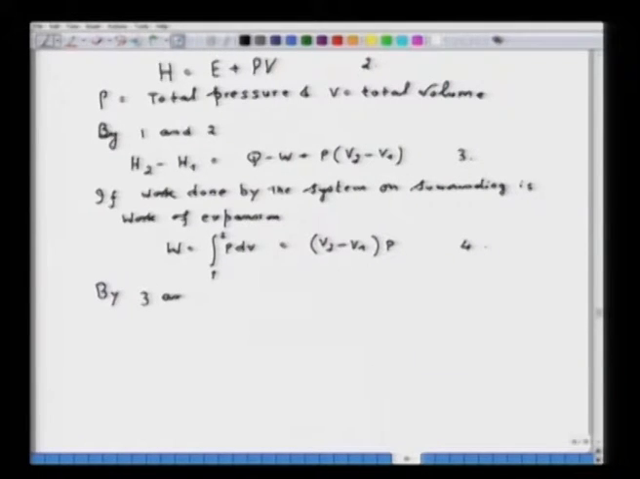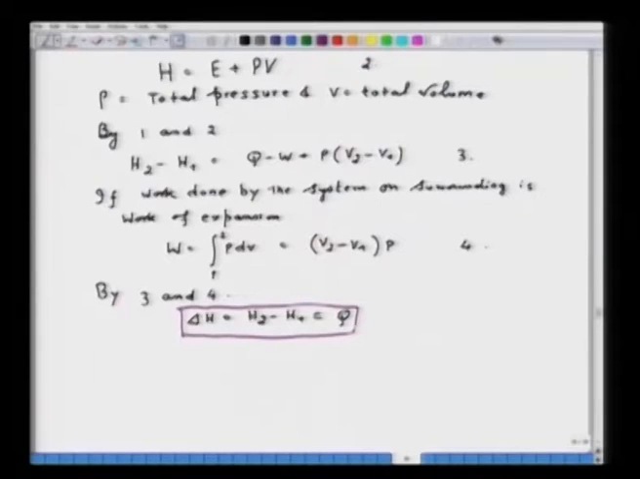By equation 3 and 4 we get delta H, that is H2 minus H1, equal to Q. This is a very important relation, because it suggests that heat absorbed by the system can be determined in terms of its enthalpy in the initial state as well as in the final state. And remember that enthalpy is also a state property.